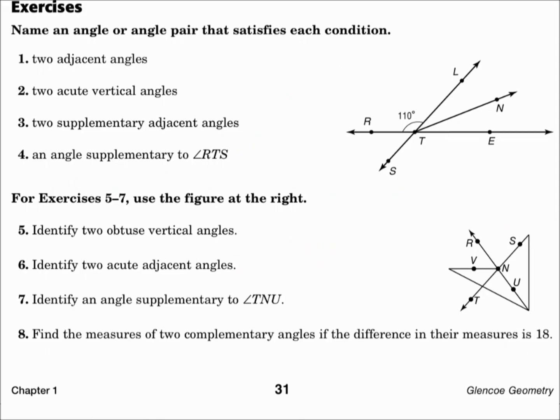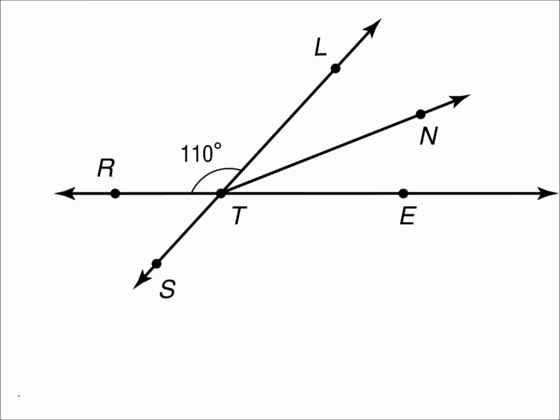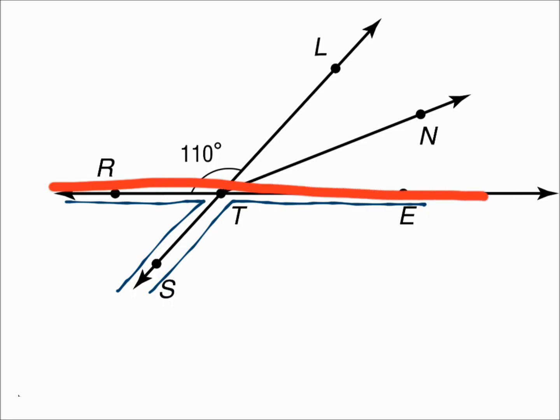Number 4, an angle supplementary to angle RTS. Angle RTS is right there. Supplementary angles add up to 180. So what angle, when put with angle RTS, have measures that add up to 180? One of them would be angle STE. Notice, when you put those together, they form a straight line. So angle STE is supplementary to angle RTS.